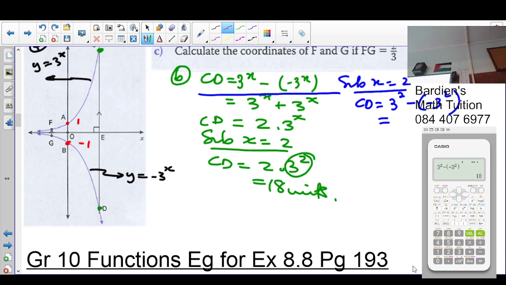Calculate the coordinates of F and G, if FG is 2 over 3. What's it, 2 over 3?